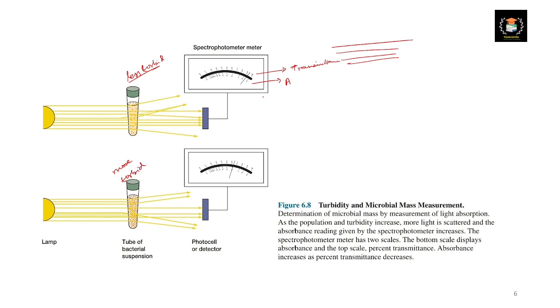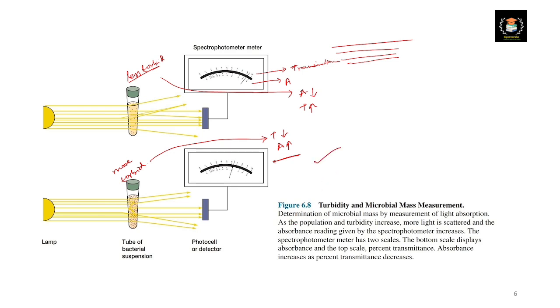So you can see that when the organisms are less, when it is less turbid, absorbance is less and transmittance is more, whereas when it is more turbid, absorbance has increased and transmittance has decreased. So this is how you measure the microbial mass using spectrophotometers.